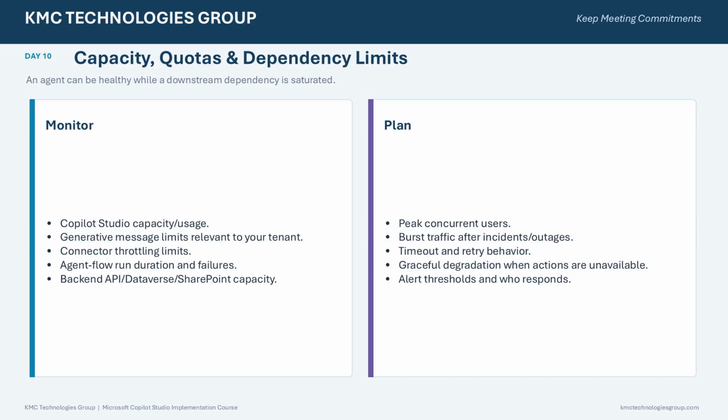Production design should also consider graceful degradation. Suppose the ticketing connector is temporarily unavailable. The entire agent does not necessarily need to become unusable. Knowledge questions may still work. The agent can explain that ticket creation is temporarily unavailable. It can provide an approved human support path. The important principle is to fail safely and transparently without inventing success.